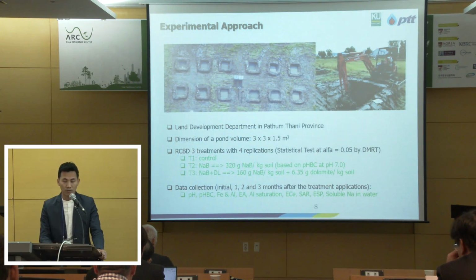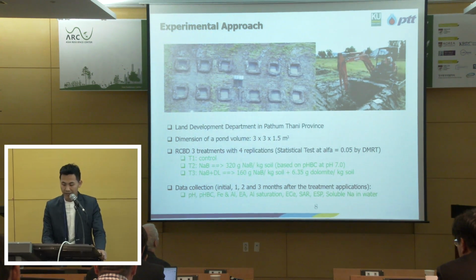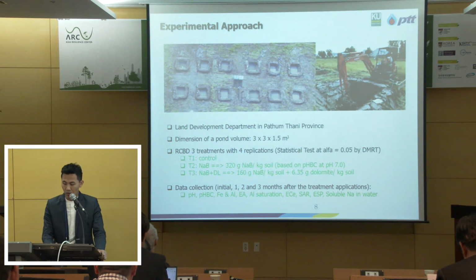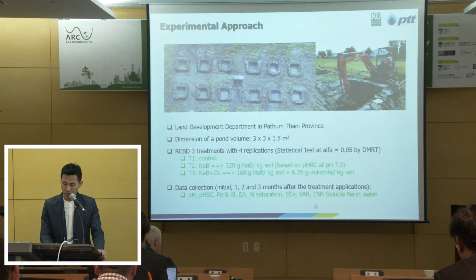Here's our experimental layout. 12 agricultural ponds were set up right at the Land Development Department in Pathum Thani province. It's pretty easy to drive from Bangkok up north about 1 hour to get to this area. The dimension of each pond is about 3 by 3 by 1.5 cubic meters. An RCBD with 3 treatments and 4 replications was applied to these 12 experimental units. The first is the control, the second, T2, is sodium bentonite, and the last is the mixture of sodium bentonite and dolomite. The rate for the sodium bentonite was calculated based on the pH/BC.